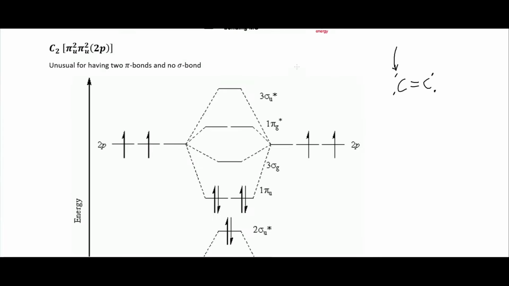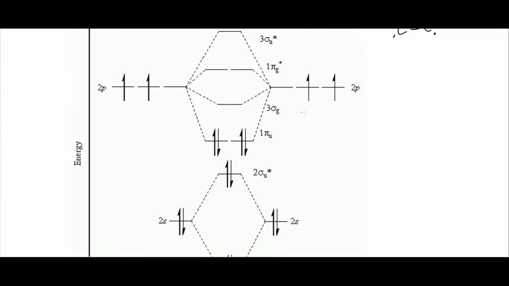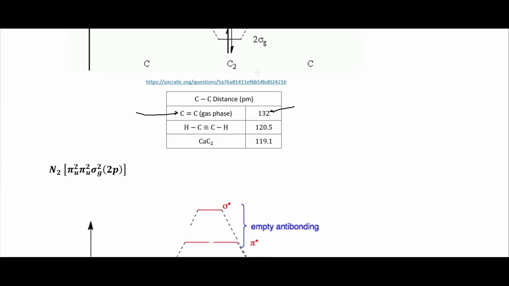So one of the interesting things about this, though, like I said, we can have this in the gas phase, and it has this bond distance of 132. But the thing to notice is that this sigma here, because of the 2s and 2p interactions, is increased, and so the two bonds between these carbons are pi bonds. So there is no sigma bond in this species right here. It's unusual for having two pi bonds and no sigma bond for the carbon there.